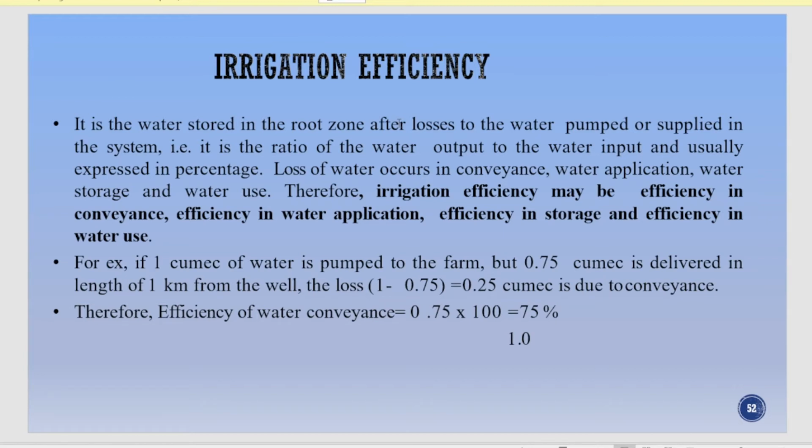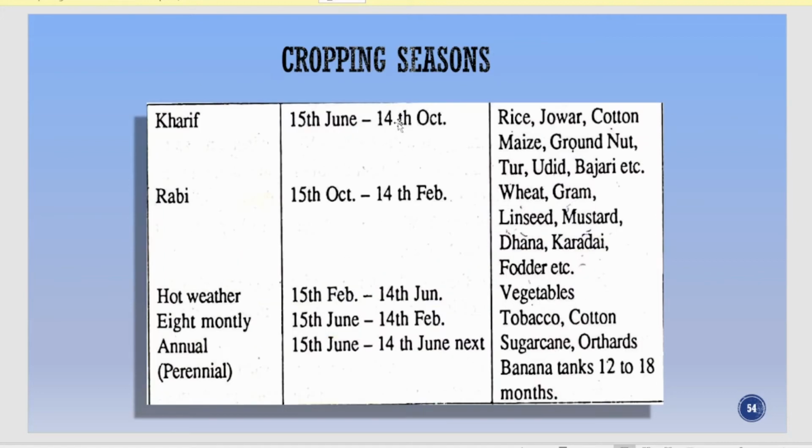Okay, after discussing irrigation efficiency, the next thing is to discuss the crop season. We have kharif season, rabi season, then there is the hot weather season. We know kharif season is June to October, and rabi season is from October to February. These months are basically the summer season where we don't grow much of the crops. The crops grown in this period are basically vegetables, tobacco, cotton, sugarcane, and similar plants. The main crops that we grow are in the kharif season and rabi season itself, as you can see here.